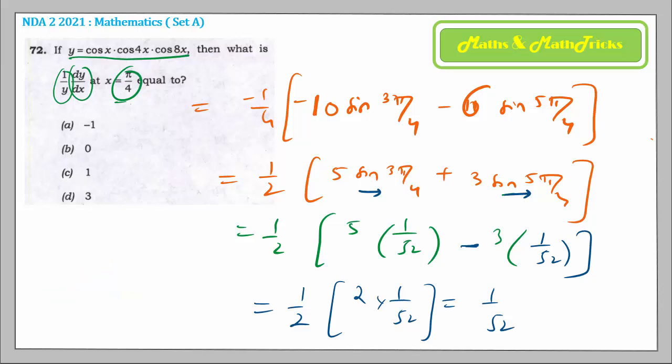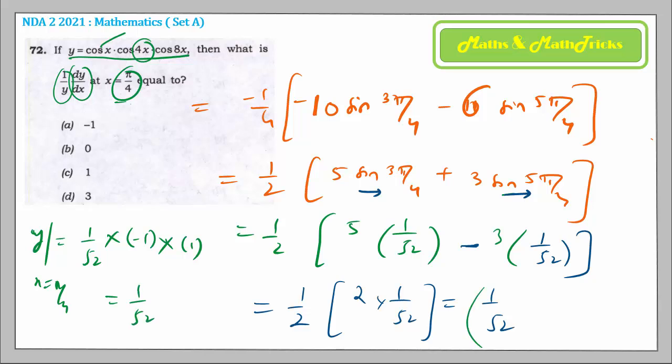See, at x equals pi by 4, cos 45 is 1 by root 2. So y at x equal to pi by 4 I am calculating. It's 1 by root 2 into cos 4 pi by 4, which will be cos pi, which is minus 1. Cos of 8 pi by 4 would be cos 2 pi, which is 1. So it's 1 by root 2.